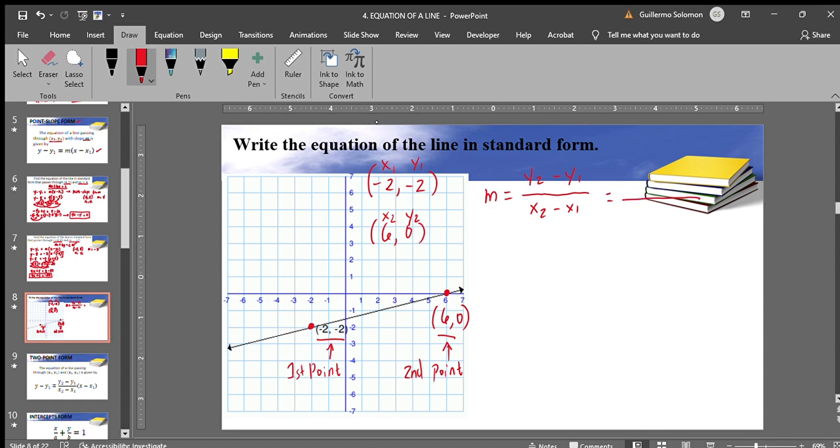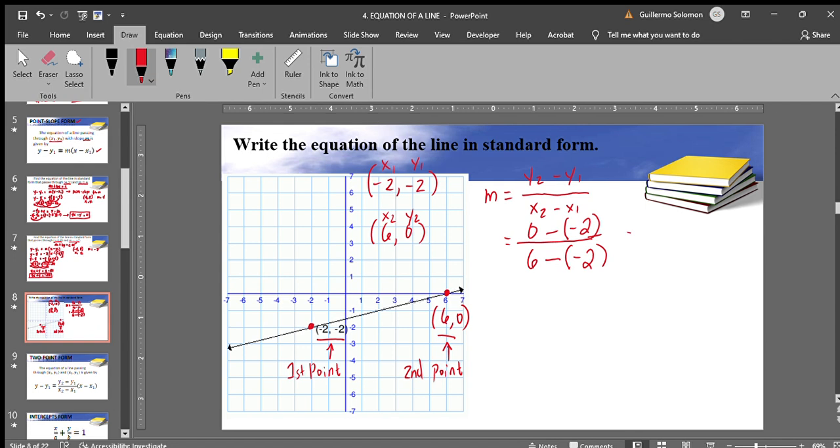Our y sub 2 is 0. Multiplied, minus, parenthesis, negative 2. Our y sub 1 is negative 2. And then close it. Next, ang x sub 2 natin, that is 6. And then minus. And our x sub 1 is negative 2. Okay, open parenthesis, write negative 2, and then close it.